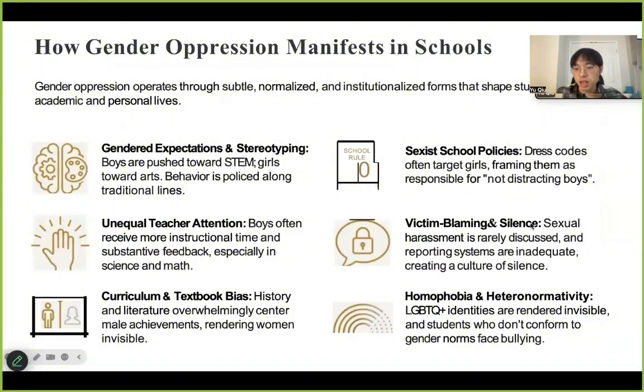Victim blaming and sexual harassment are rarely discussed, and the reporting systems are inadequate, creating a culture of silence. A research conducted by Wen compares the difference between China and the United Kingdom about the policy for preventing and addressing sexual harassment.